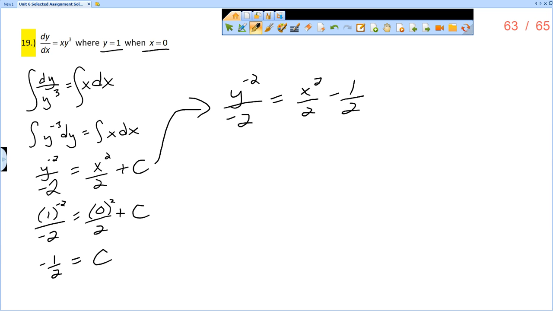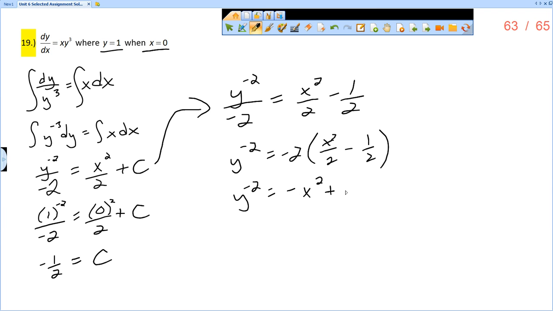All right, so now that is correct. It's the implicit solution, right? What I have on the answer sheet just has, instead of the y to the negative second, I rewrite it and multiply both sides by negative 2. So if I multiply both sides by negative 2, I have y to the negative second equals negative 2 times the x squared over 2 minus 1 half. And so if I distribute that negative 2, I get y to the negative second equals negative x squared and then plus 1. Right, now this is basically what I have on the answer sheet.